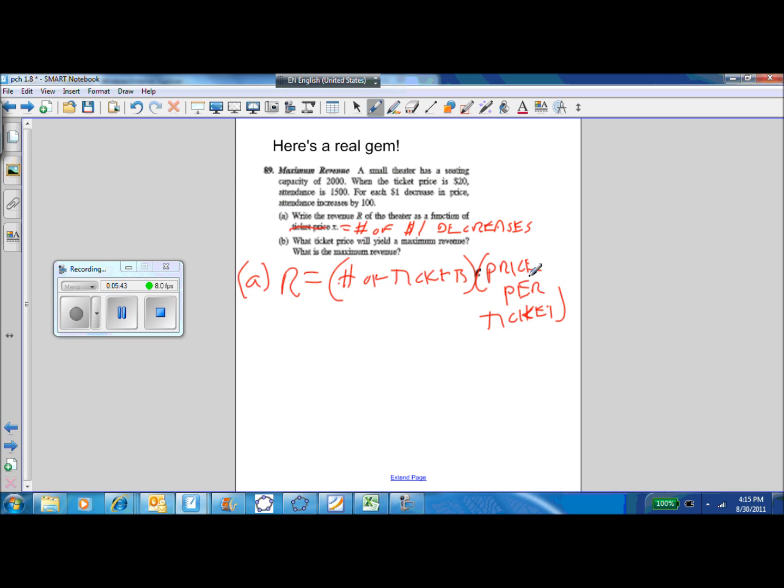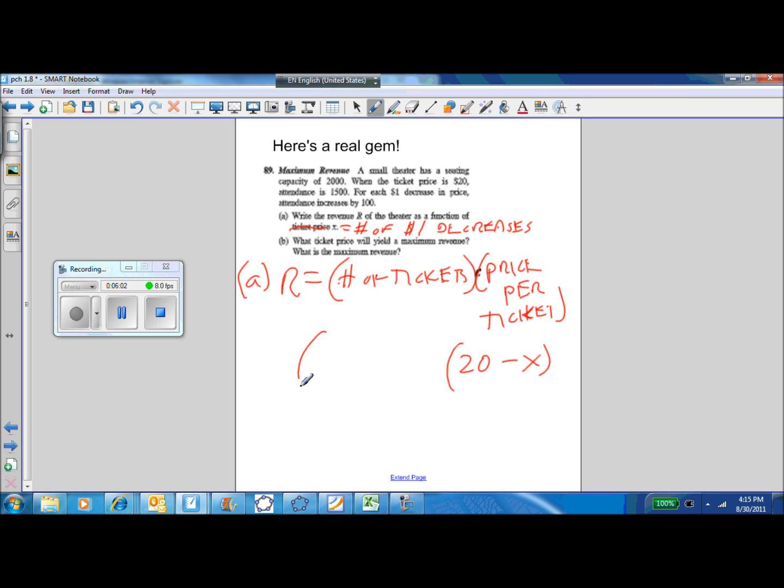Number of tickets times the price per ticket. And it's easier to do these in terms of x now, because the price per ticket is going to be $20 minus x, because for every $1 decrease, we're going to subtract that from $20, the original price.